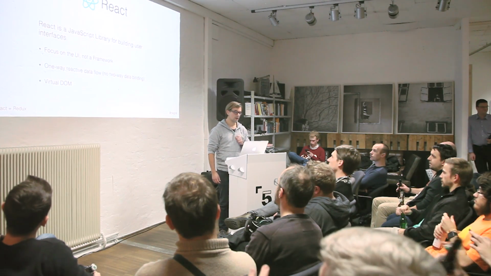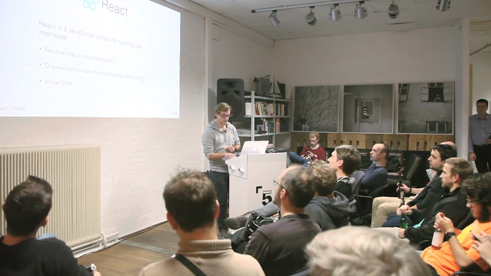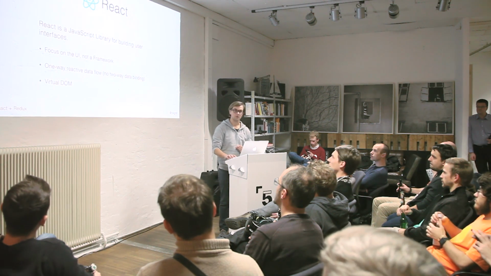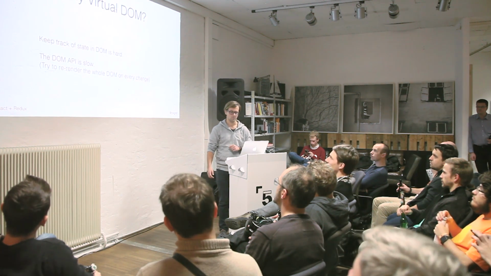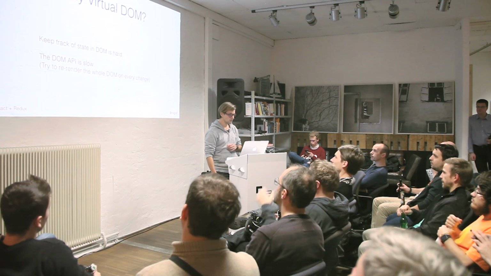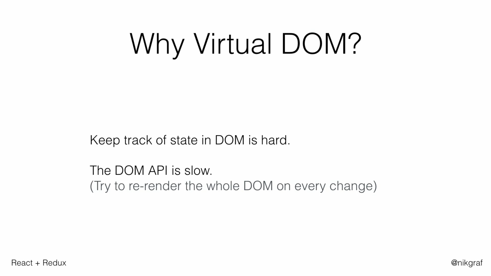And there's one really, really special thing about React. It has a virtual DOM. So why do we need something like a virtual DOM? The problem is that keeping track of state in the DOM is really hard, but we still do that. If you look at the jQuery date picker, you have a lot of data attributes, or any kind of other components. We do that a lot, and so it's really, really tough.